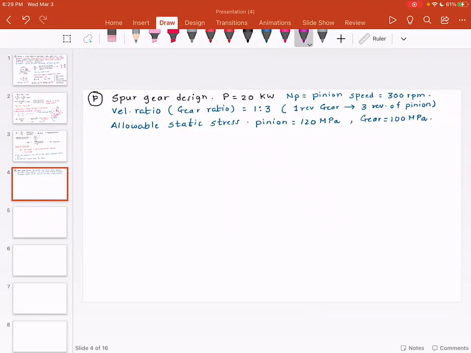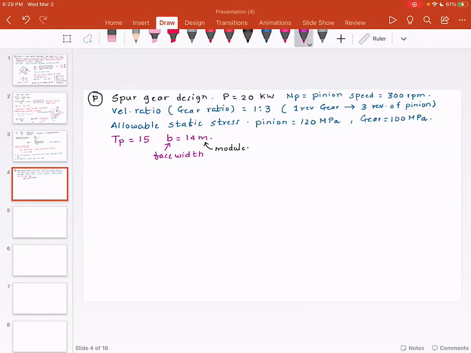Now the next part is the number of teeth on the pinion, TP, which is 15. And the face width, B, is equal to 14 times module. So in this problem, the number of teeth on the pinion is given. The face width to module relationship is given. So this is face width and this is module.